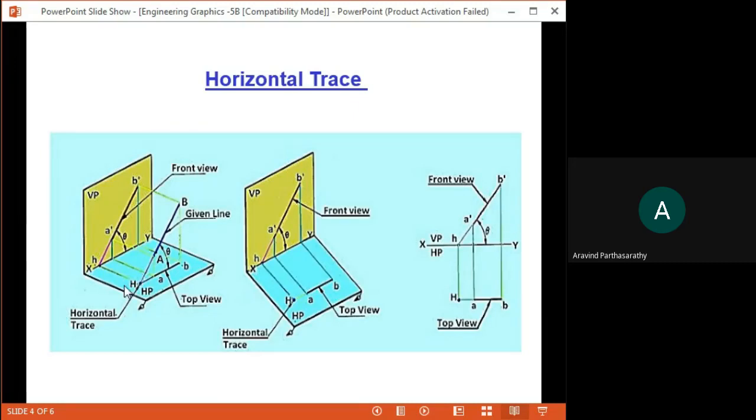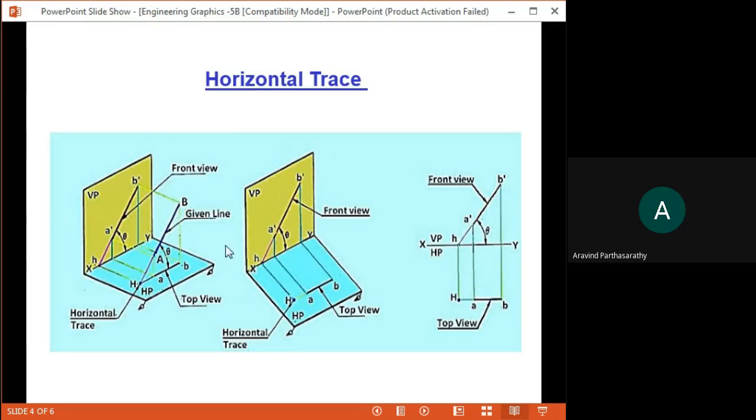So remember one thing: a line which is inclined to the horizontal plane meets the horizontal plane, and that point is known as the horizontal trace. In the front view, this point again can be shown here as a small h in the XY line. When you extend this front view similarly, you can see that the point is here in the XY line.